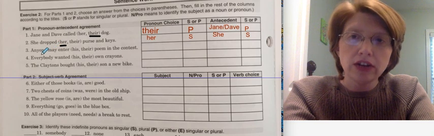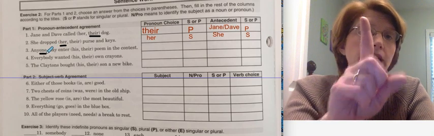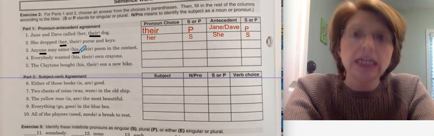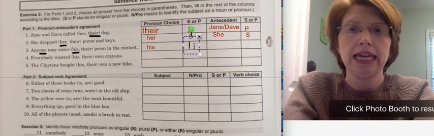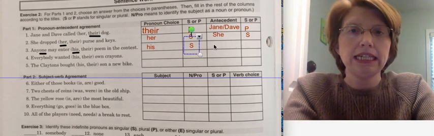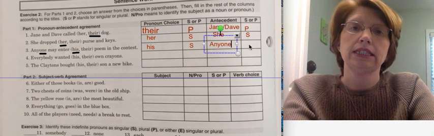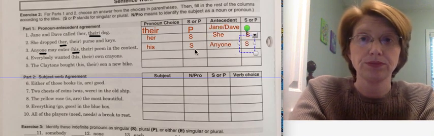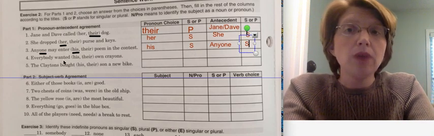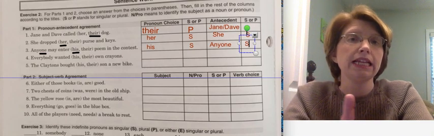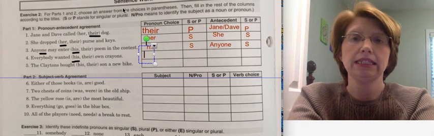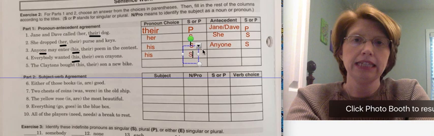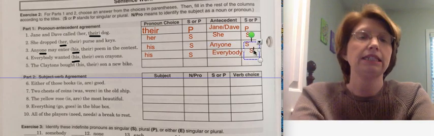Anyone may enter. Now look here. This says anyone. So remember, my ones are going to be singular. Anyone may enter his poem in the contest. So my pronoun choice is his. His is singular. And the antecedent is anyone. And anyone is singular. Okay, everybody wanted. Now remember, body is singular too. Anything that ends in body. Everybody wanted his own crayons. So what's my pronoun choice? His. His is singular. And his is talking about everybody. And everybody is singular.